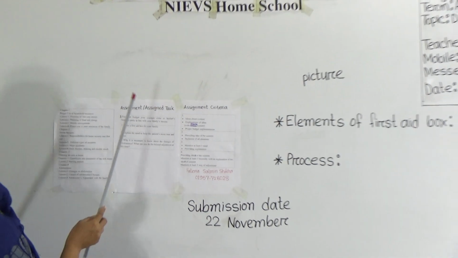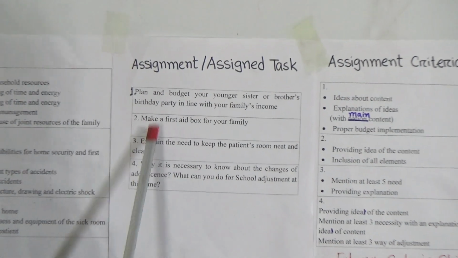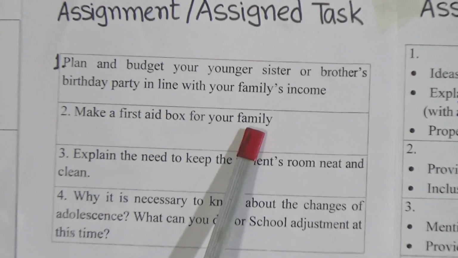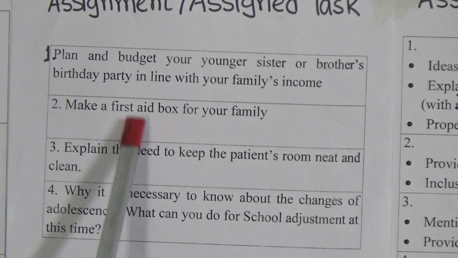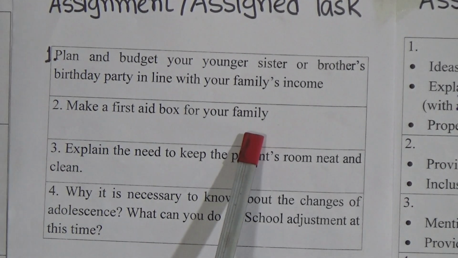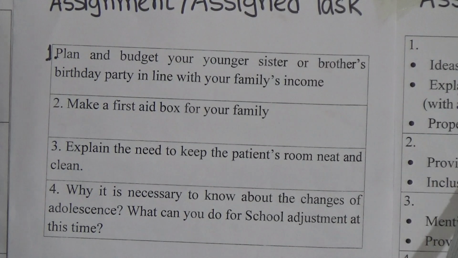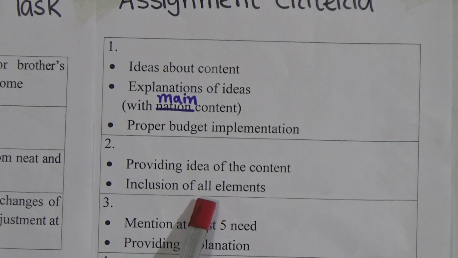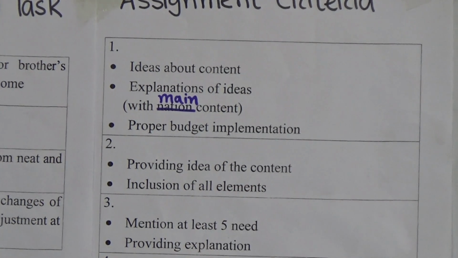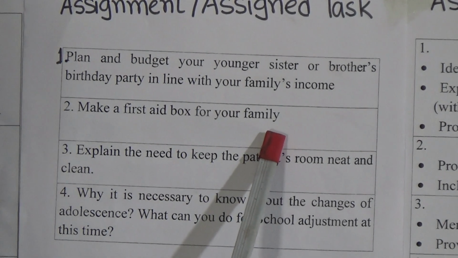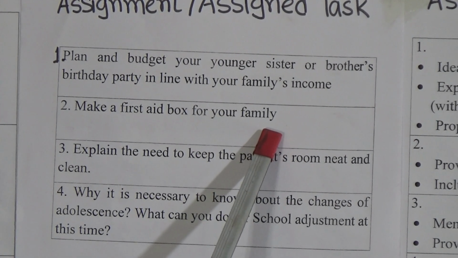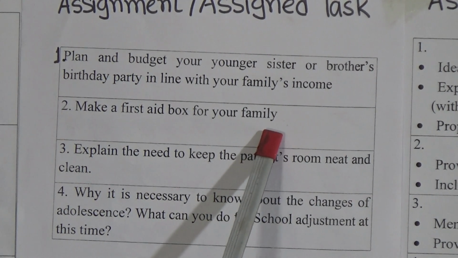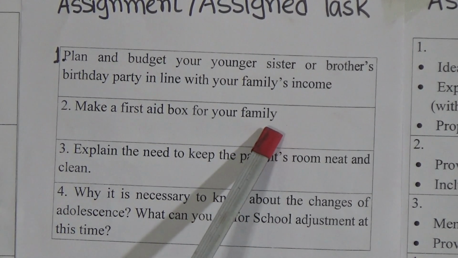Look, our second question is, make a first aid box for your family. I'm repeating the question, make a first aid box for your family. For this assignment, the criteria are providing an idea of the content and inclusion of all elements. Students, for this question you have to write about the first aid box. You have to write the process of making a first aid box.